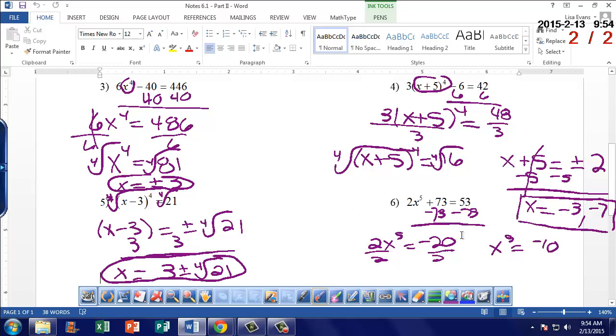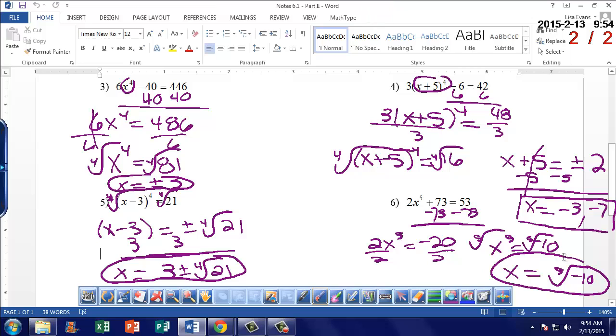But because it's an odd root, I can take an odd root of a negative number. Now, negative 10, you cannot take the fifth root of. So you can go ahead and leave your answer as the fifth root of negative 10. That's it. Okay, I have 2 examples for you to try on your own.